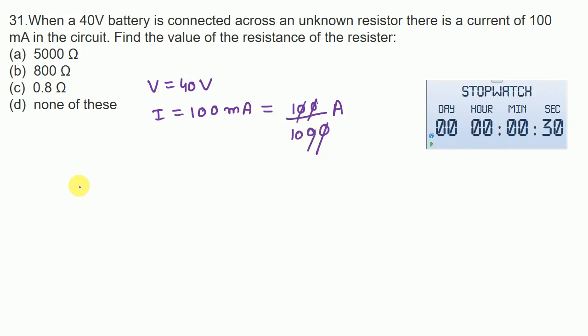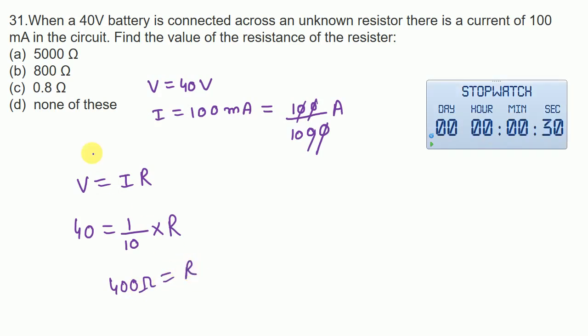So we are getting V equal to IR. You know the formula. V is 40 volt, I is 1 by 10, because two zeros are already cancelled, and into R. So answer will be 400 ohm.